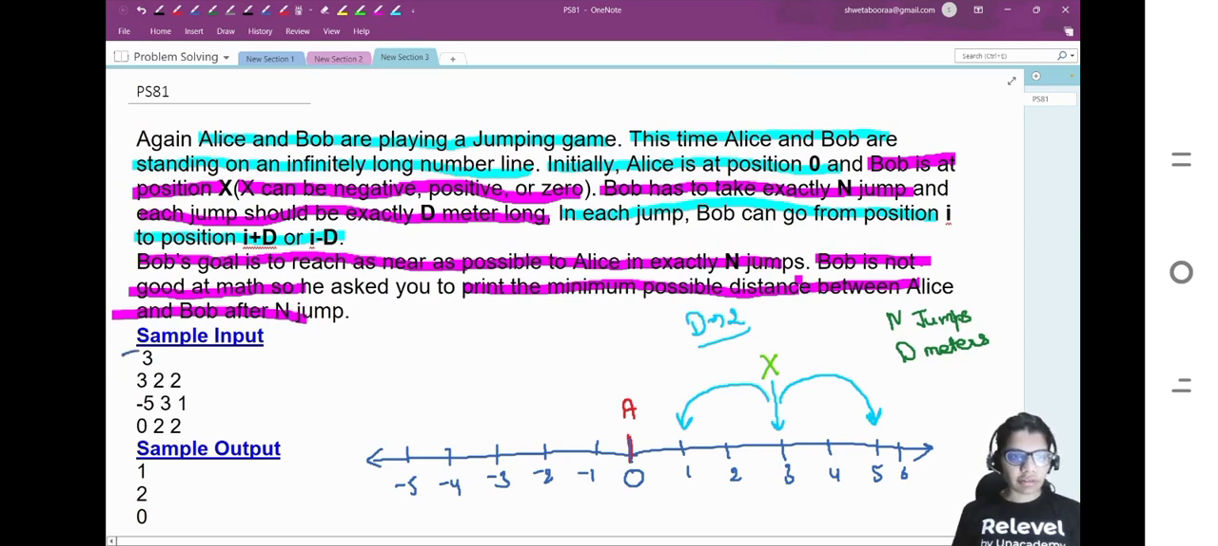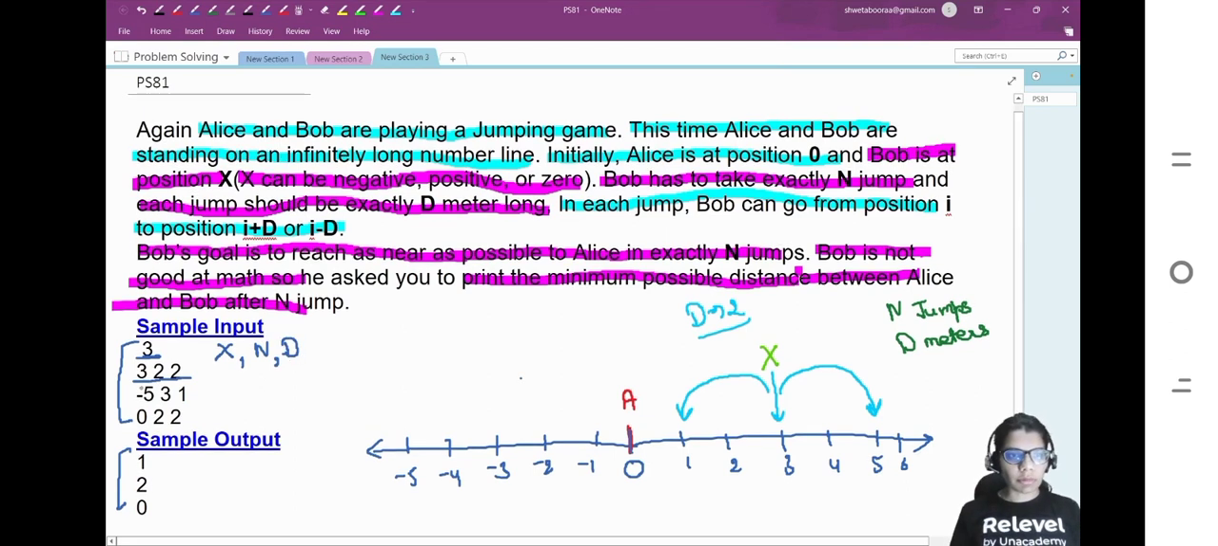Here I have taken a sample input and sample output for your reference. In the sample input there are three test cases. First is this 3 2 2, in which, as per your input format, first is the position of X, that is the position of Bob. Second is your N, that would be your number of jumps. And third is D, that is the distance of every jump.